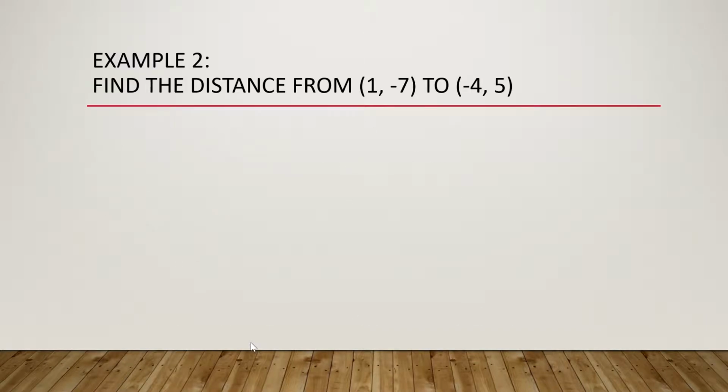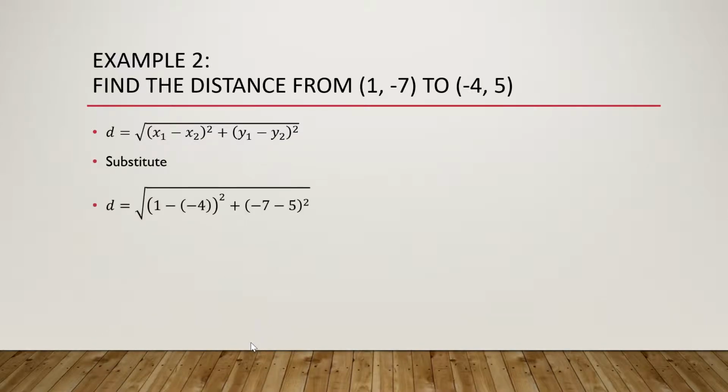Sometimes you're just going to be given the points. Here we're just given points. We're not given a graph, so this is actually easier. We just apply the distance formula and substitute what we know. We know that the x's are 1 and -4, so 1 minus -4, squared. And then we have -7 minus 5, and we're going to square that.